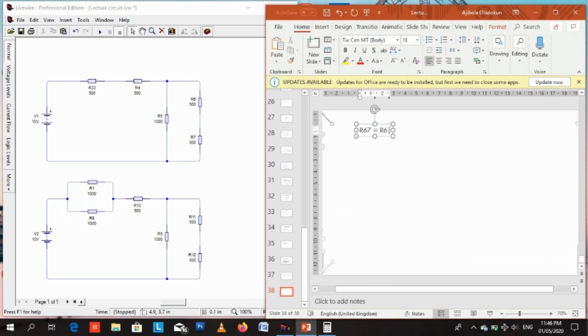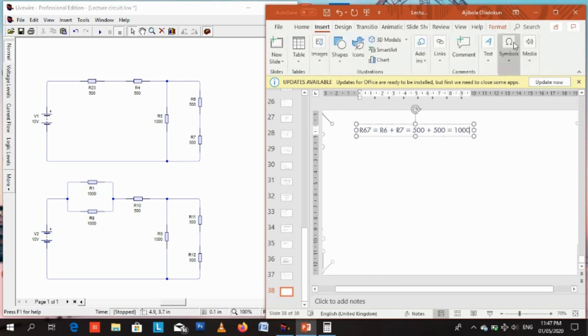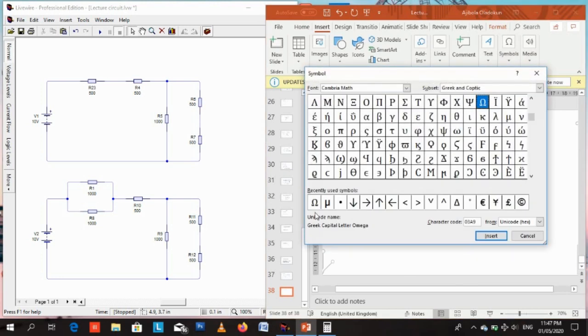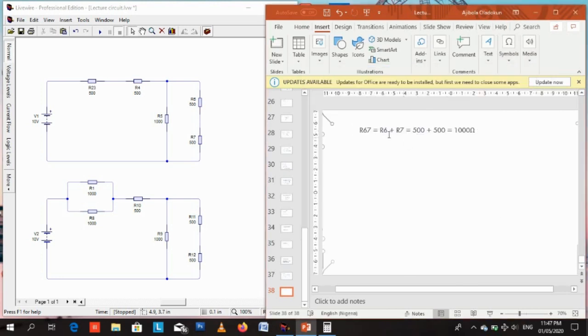So remember, for series resistors, the resistances are added literally together. R67 will be R6 plus R7 because they're in series. You only do 1 over R6 or 1 over R7 for parallel. For series, just add them straight together, and both of them are 500 ohms each. So 500 ohms for R6 plus 500 ohms for R7, pretty straightforward. That gives us 1000 ohms. So R67 is 1000 ohms. These two resistors in series, 500 ohms each, I can replace with one single resistor, R67, whose value is 1000 ohms.